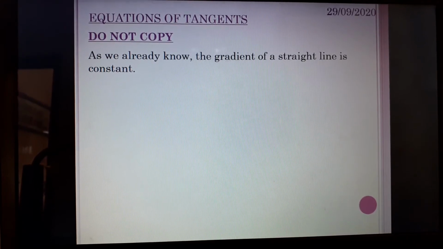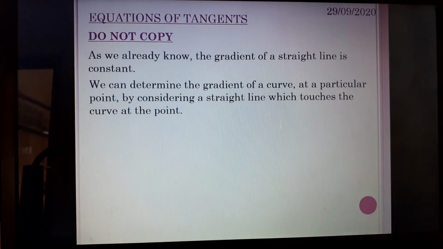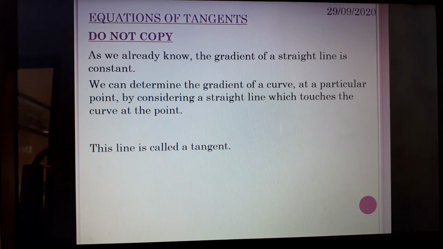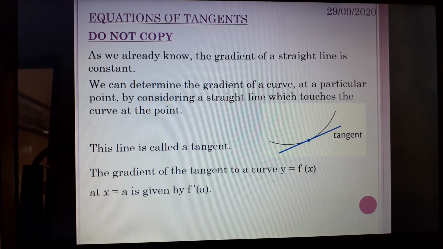Now we know that the gradient of a straight line is constant, okay? So the slope of a given straight line is constant. We can determine the gradient of a curve at a particular point by considering a straight line which touches the curve at the point. So we've talked about this already. And this line, if it touches the curve at one point, is called a tangent. So that's an example of what a tangent looks like, a line that touches a curve at one point.